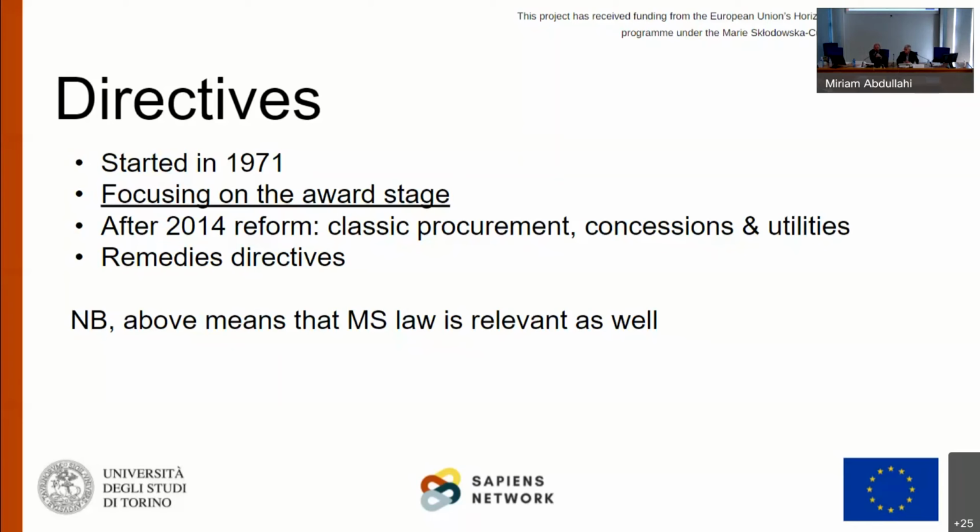So they were focusing on the award stage, and now a little bit on the performance. As Martin was saying, the two are getting a bit blurred. And we had a number of reform cycles, the most recent in 2014, about classic procurement, concessions and utilities. And every time, forget about simplification. And it's not just about sustainability making our life complicated. You know, there is also this thing about innovation. And you think of buying innovation through classic award procedures, Italian style.